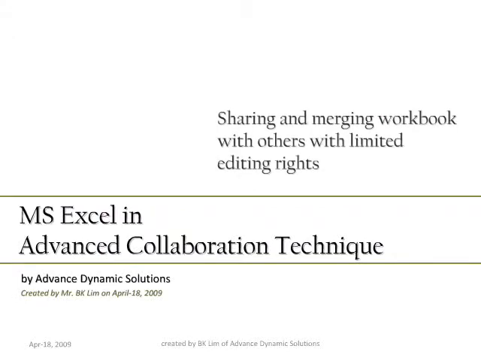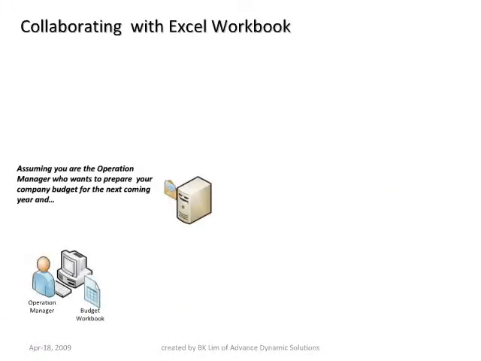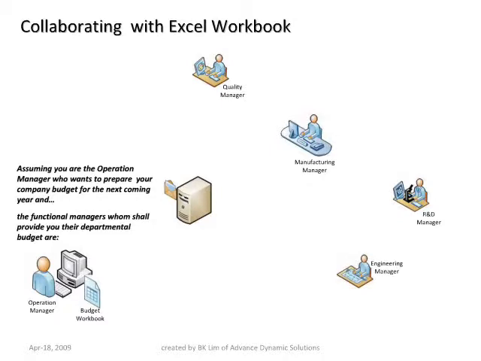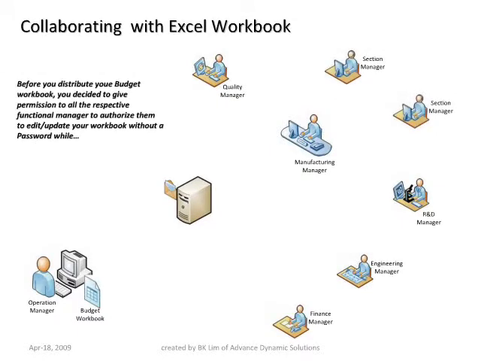You will also learn the advanced collaboration technique that illustrates how to share a workbook with limited editing rights with your team and also how to merge data from different workbooks into a single worksheet. Assuming you are the operation manager who wants to prepare your company budget for the next coming year, and the functional managers who shall provide you their departmental budget are the quality manager, manufacturing manager, R&D manager, engineering manager, and finance manager. You also know that your manufacturing manager has 2 section managers.